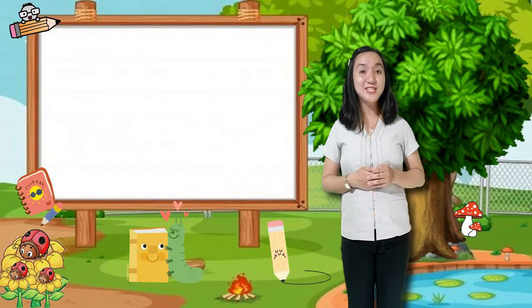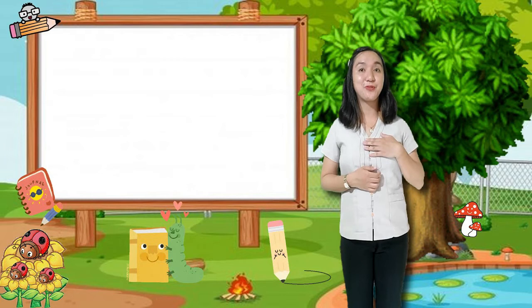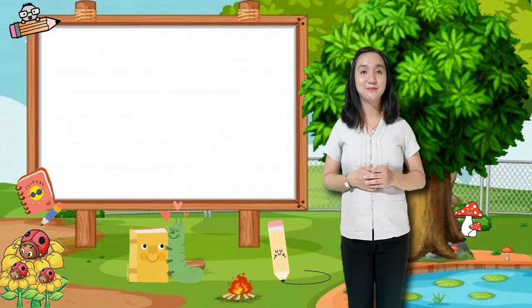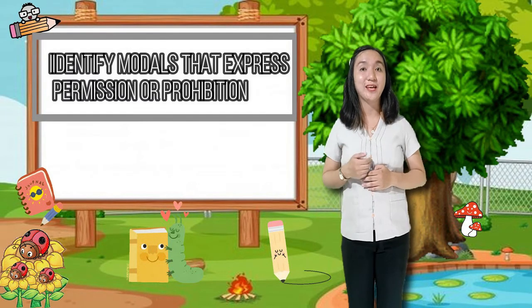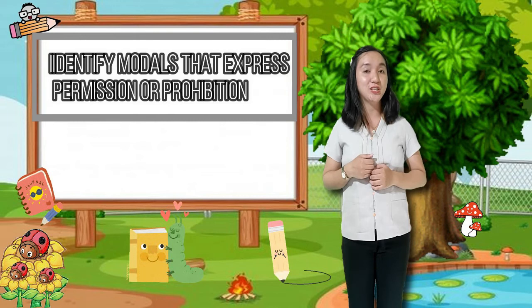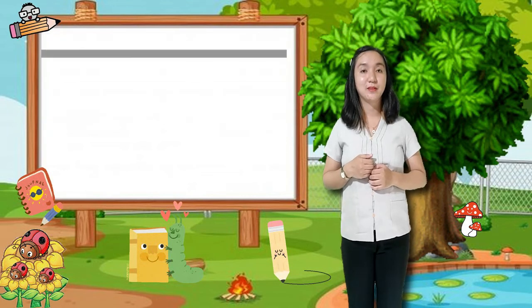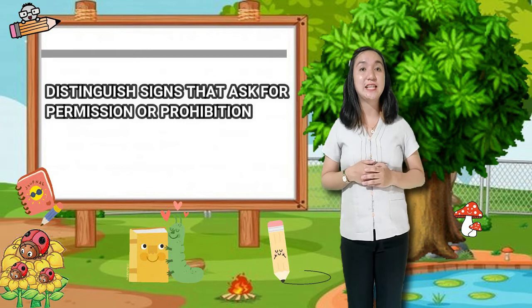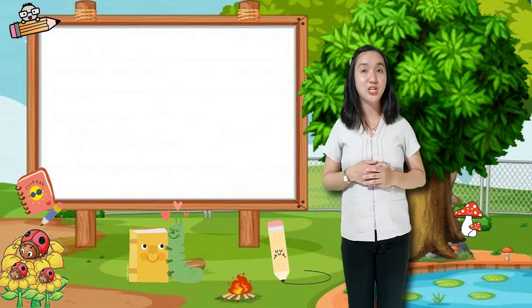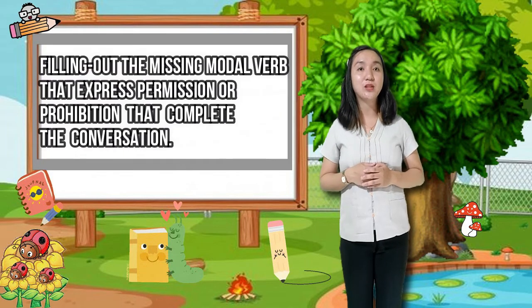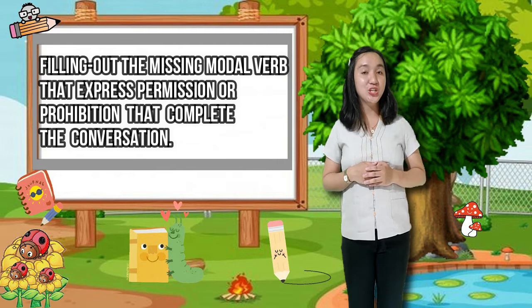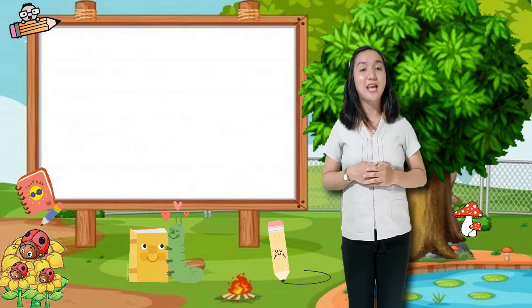Before we start our lesson proper, I will state first our lesson objectives. At the end of the lesson, you will identify modals that express permission or prohibition. You will distinguish signs that ask for permission or prohibition. And lastly, you will fill out the missing modal verb that expresses permission or prohibition to complete the conversation. Hopefully, we will achieve it at the end of our lesson.